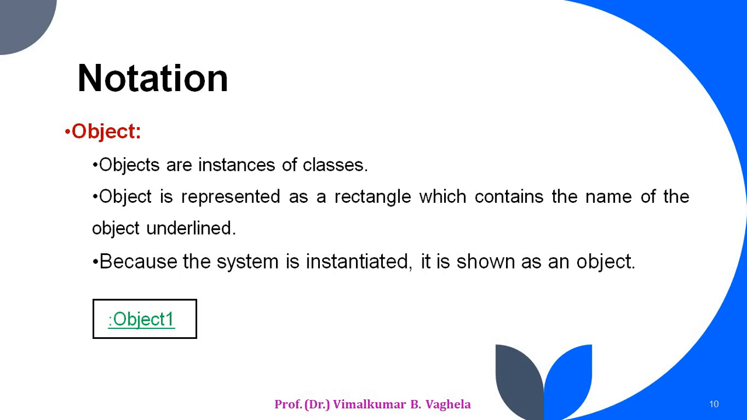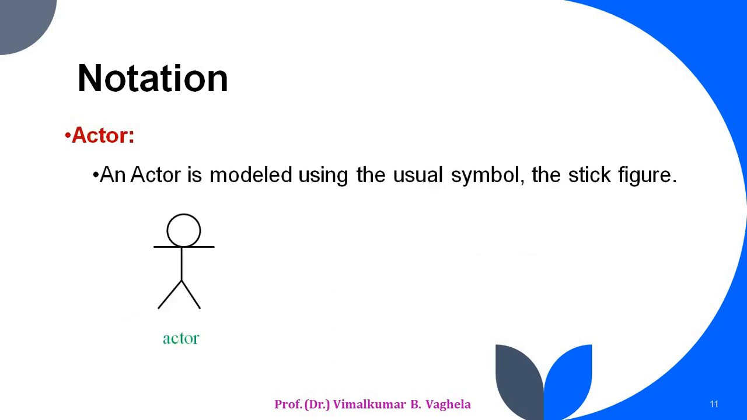The first is the object. As you know, objects are instances of classes. An object is represented as a rectangle which contains the name of the object underlined. Another notation used in a sequence diagram is the actor. The actor is modeled using the usual symbol that you already know from the use case diagram.